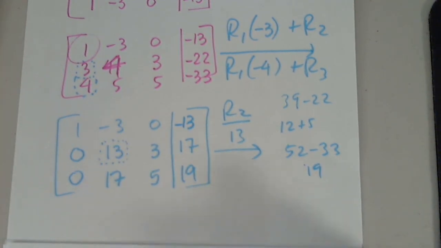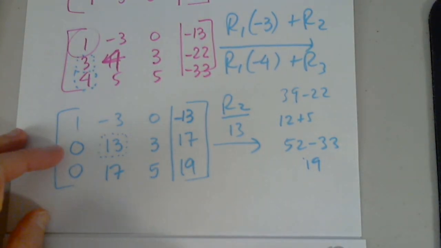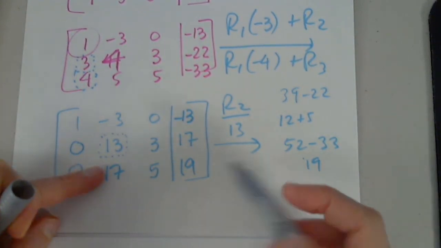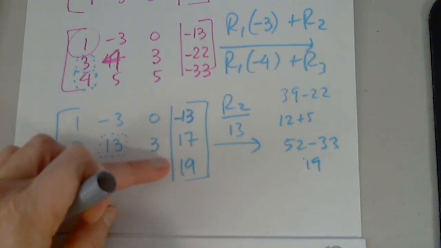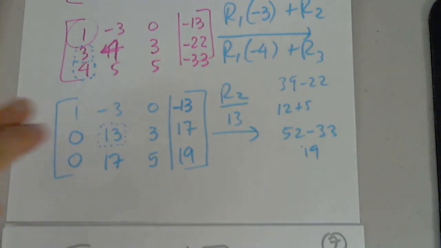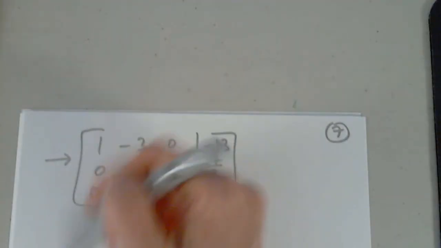Good. So then I copy the first row. I copy the third row. And I'm copying the messy one. 1, 3 over 13, 17 over 13. So what did I accomplish? A lot. This row, this column is done.